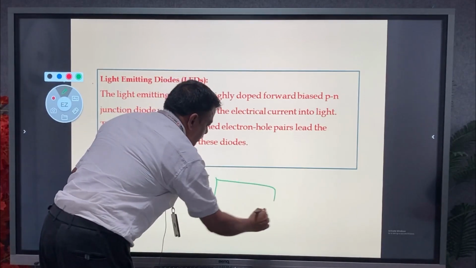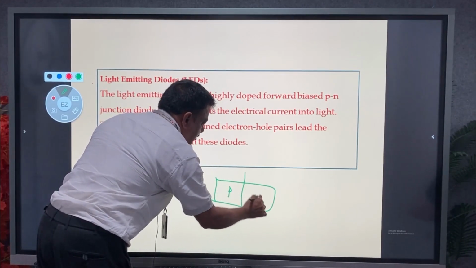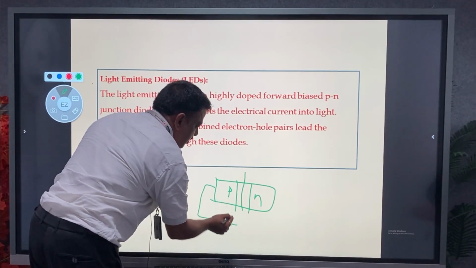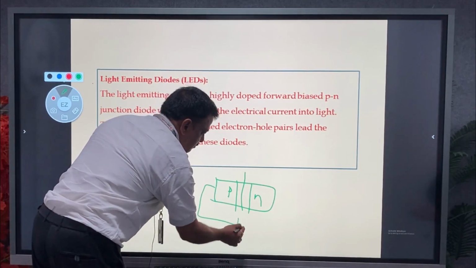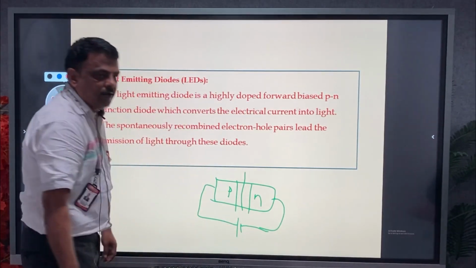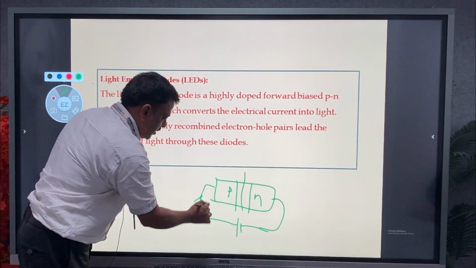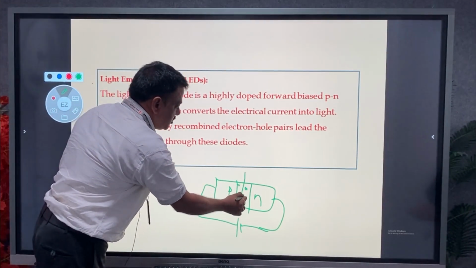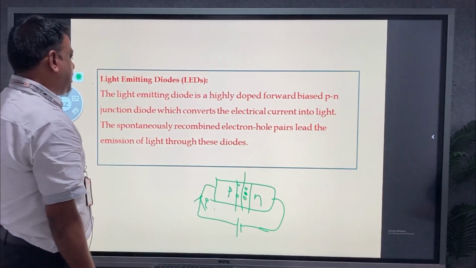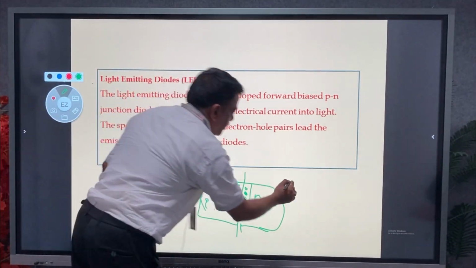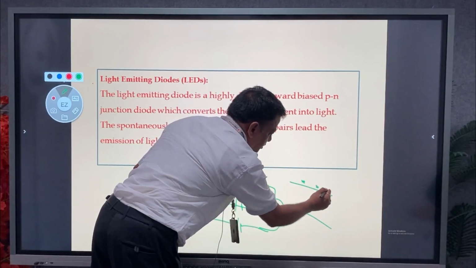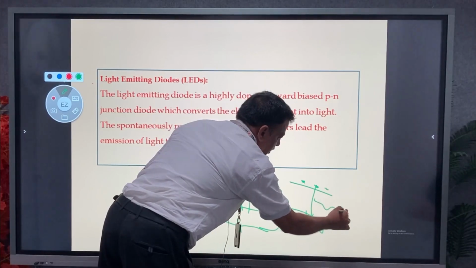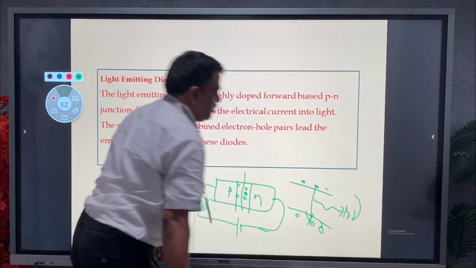Suppose this is the PN junction diode, this is the P region and this is the N region. This is forward biased. Forward biased means the P region is connected to the positive terminal and the N region is connected to the negative terminal. The current I is passing, the carriers are injected at the junction, and the injected carriers recombine: the electrons in the conduction band and the holes in the valence band. Here the recombination emits a photon of energy h nu.